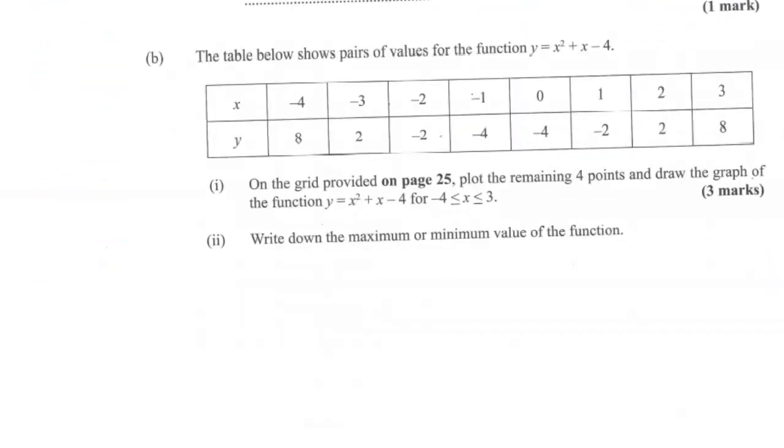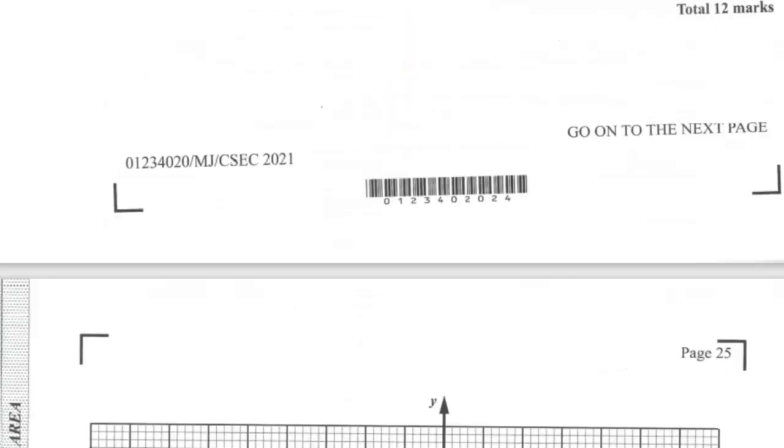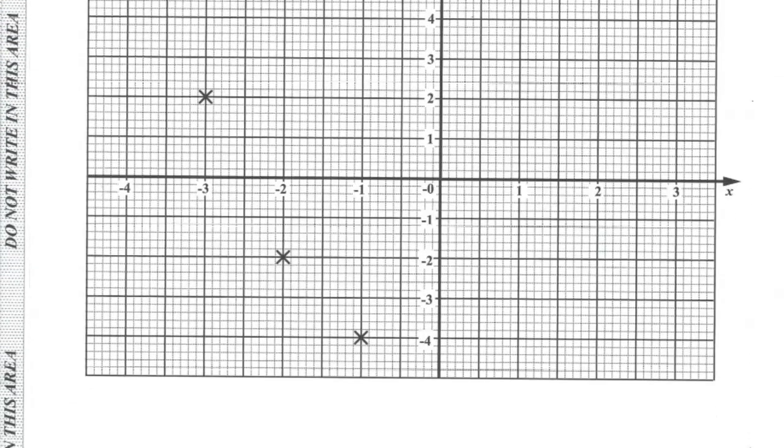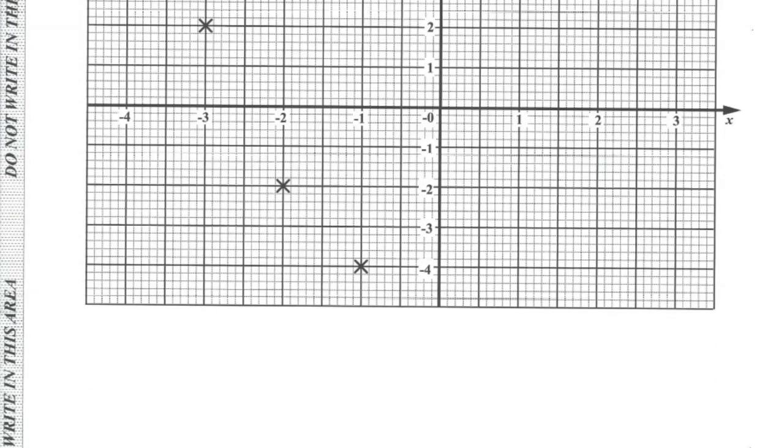The table below shows pairs of values for the function y equal x squared plus x minus 4. On the grid, plot the remaining 4 points and draw the graph of the function y equal x squared plus x minus 4 for the domain x runs from minus 4 to positive 3. Alright, let's plot this graph. So the remaining points, let's see. So when x is negative 1, y is negative 4.